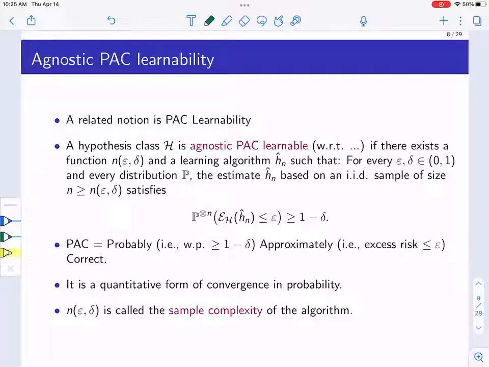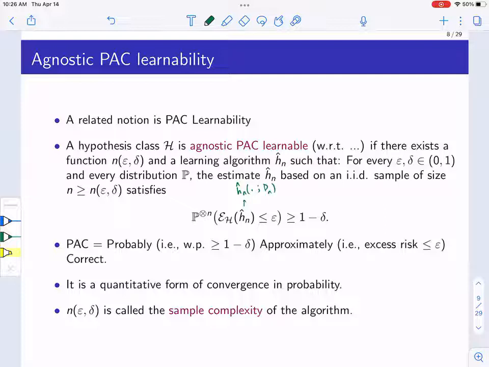And the probability is taken, I've written it like this to emphasize, under the randomness in this i.i.d. sample of size n. Okay, so the only randomness is in this, and this is dependent on n, the sample size. So this is like ĥ_n.